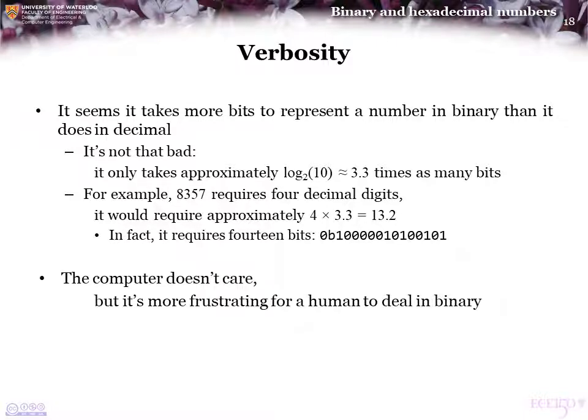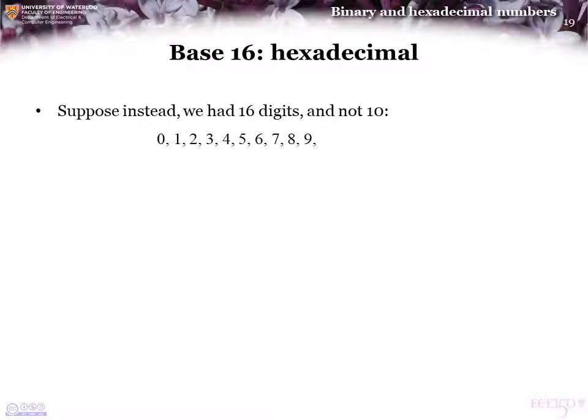The computer doesn't care. It's easier to work with binary, but for humans, it's very frustrating to deal with long strings of ones and zeros. And so we're going to look at a more compact representation of binary numbers. Suppose instead we had 16 fingers or 16 digits. In that case, we might count in base 16 and not base 10. All right, so in that case, we need 16 unique digits. The easiest, of course, with the standard keyboard is to just start using something else, and the easiest to use is the letters of the alphabet.